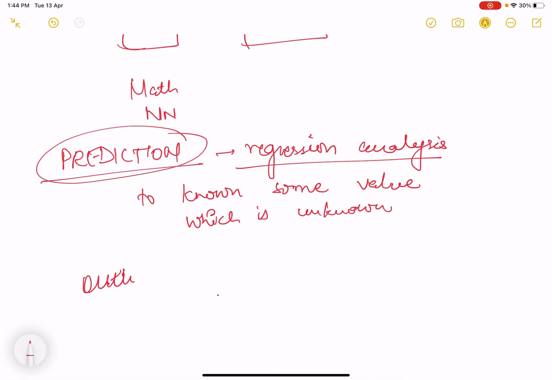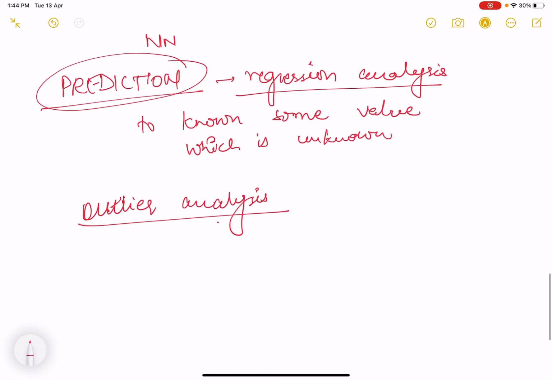Next we have outlier analysis. Outlier analysis also falls in this type of analysis. In this, if any object or instance is showing different behavior, then you have to find its correct place using its features.